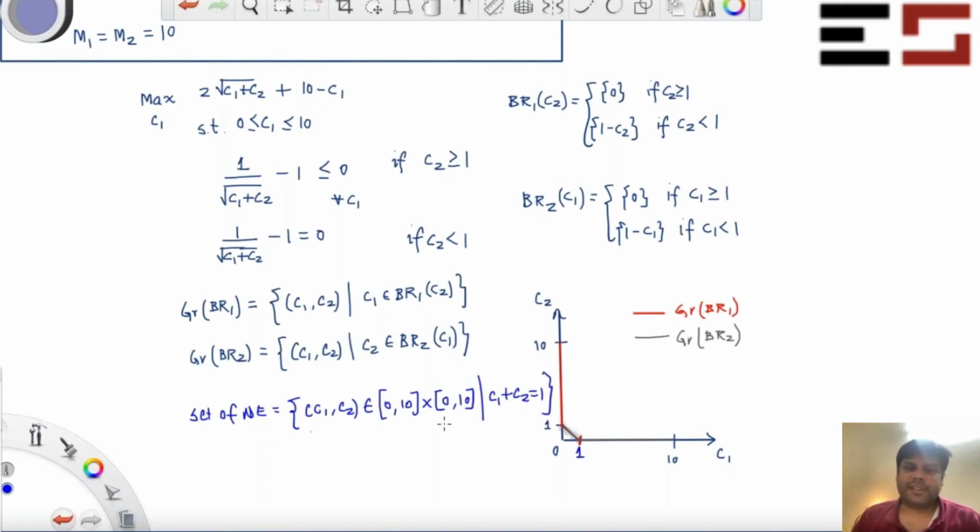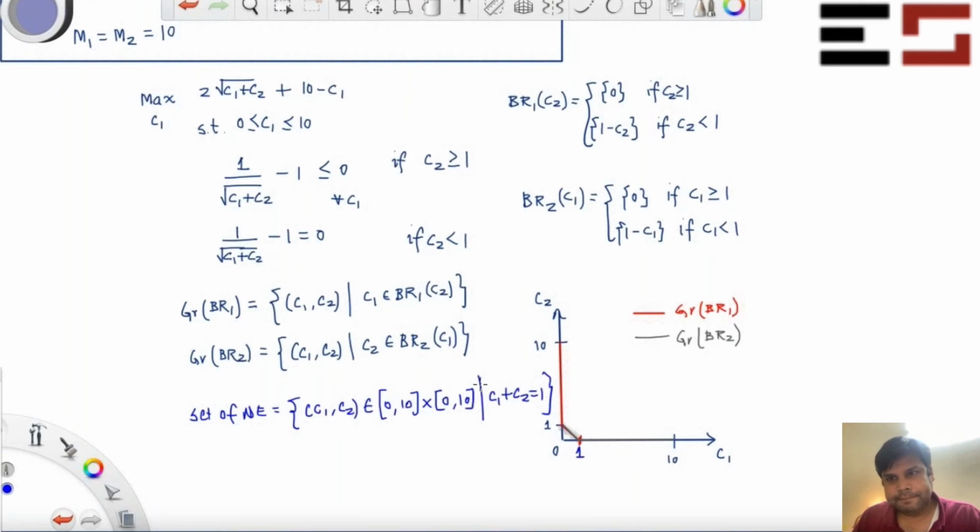These are the set of all Nash equilibria. C1 has to be between 0 and 10, C2 has to be between 0 and 10, and this equation must also be true, that C1 plus C2 is equal to 1, because that's where the intersection is. Have you all understood this?